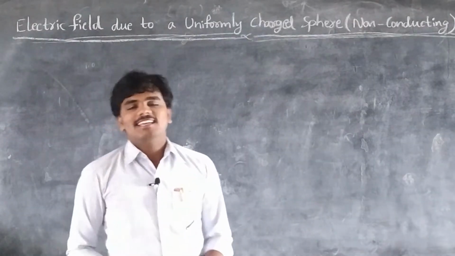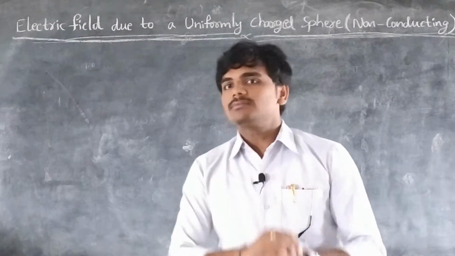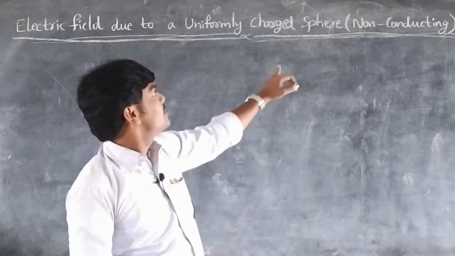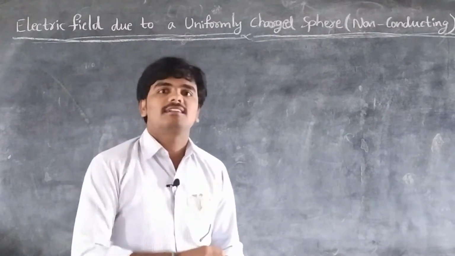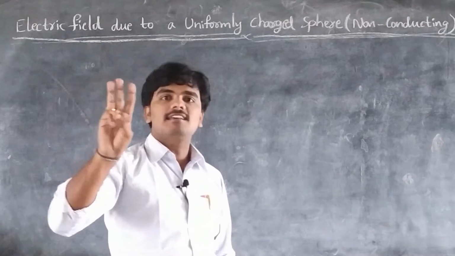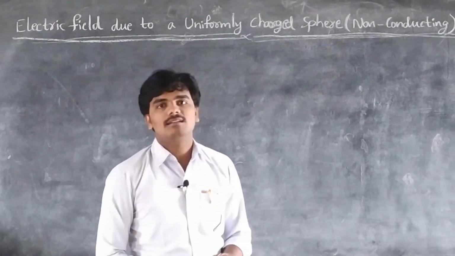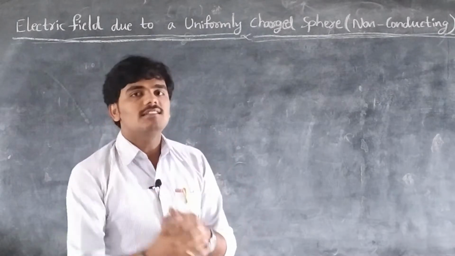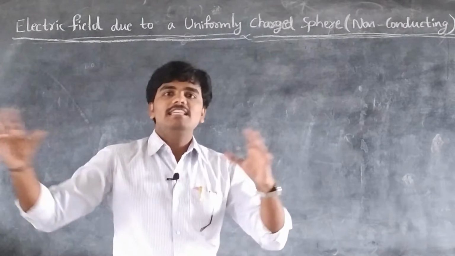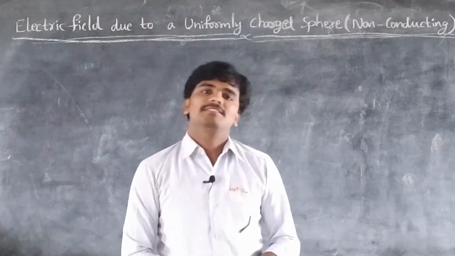So guys, in the last class we discussed Gauss law. Now, the electric field due to a uniformly charged non-conducting sphere. Let's see, here the possible cases are three. One is the point charge inside the sphere, the second one is on the sphere, and the third one is outside the sphere. So in these cases we have to find the electric field intensity.